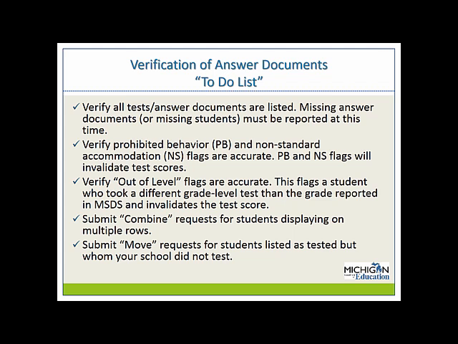Verify prohibited behavior and non-standard accommodation flags are accurate. These flags invalidate test scores. Verify that out-of-level flags are accurate. This flags a student who took a different grade level test than the grade reported in MSDS, and it invalidates the test score. Submit any combine requests for students who are displayed on multiple rows. Submit move requests for any student listed as tested, but whom your school did not test.